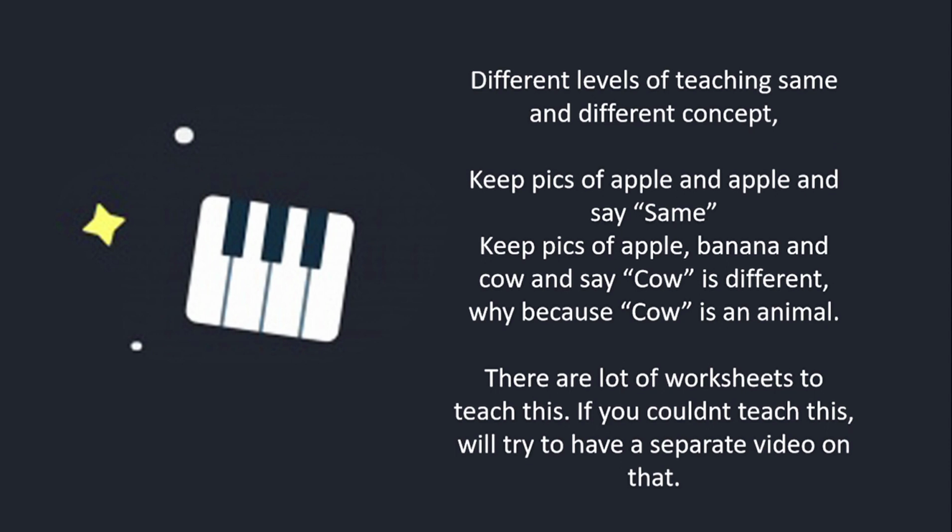Different levels of teaching same and different concept. Keep pics of apples and say same. Keep pics of apple, banana and cow and say cow is different. Why? Because cow is an animal. There are a lot of worksheets to teach this. If you couldn't teach this, we'll try to have a separate video on that.